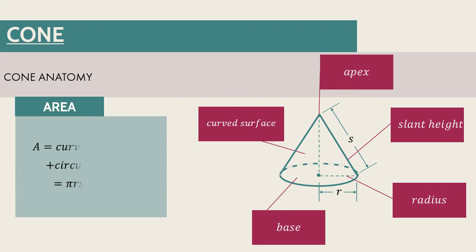And we have the area. Again, a cone can be divided into two parts, the curved surface and the circular base. The formula for the curved surface is pi r s. The formula for the circular base is pi r squared. So combine them together, we will have pi r s plus pi r squared as the area for a cone. Try to remember this before we come to the next slide. Got it?